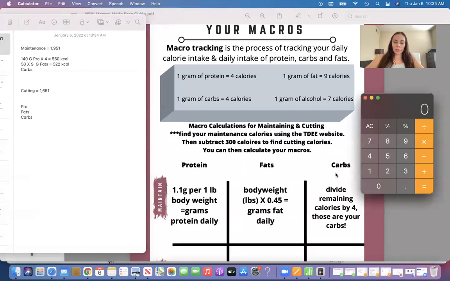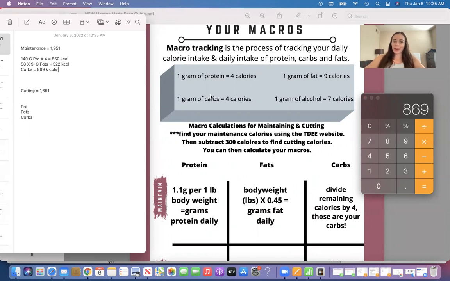So in order to do that, like I said, carbs are the leftover. So you're going to take your total calories of 1951 that you have allotted for maintenance, and you're going to subtract the calories from protein, and you're going to subtract the calories from fat. Those are your remaining calories. So we're going to get 869 kcals from carbs.